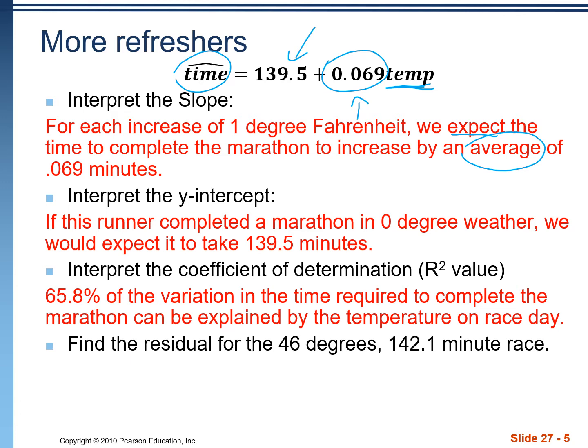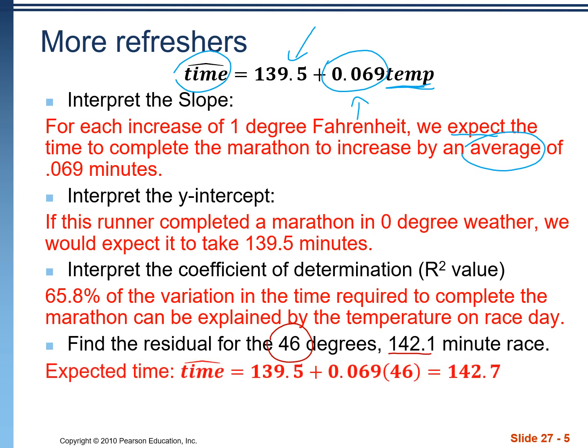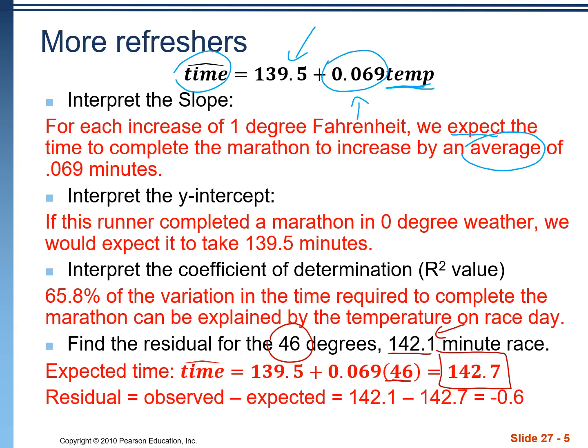And lastly, if it talks about residuals, residual is always observed minus expected. So residual for a 46 degree 142.1 minute race. This is the actual time it took them to complete the race when it was this temperature. We can find an expected time by plugging in 46 and we get 142.7. In actuality, they got 142.1. Always actual minus expected or observed minus expected. We get a residual of negative 0.6. They finished the race quicker compared to what we expected them to finish it at.